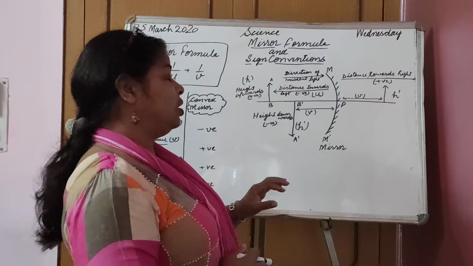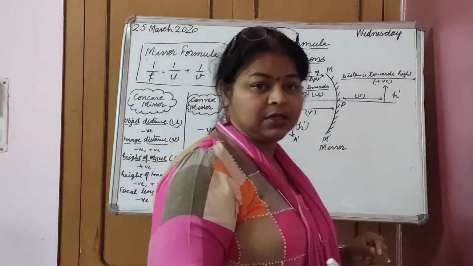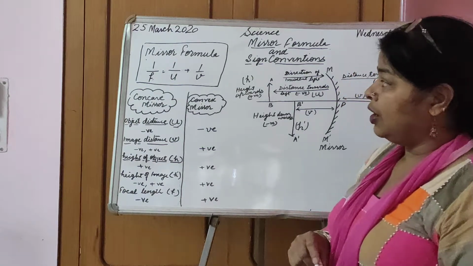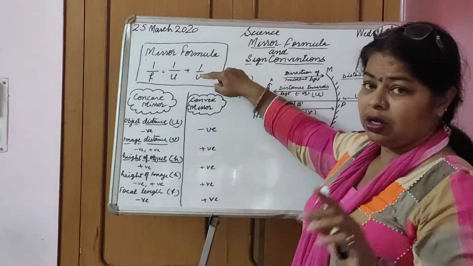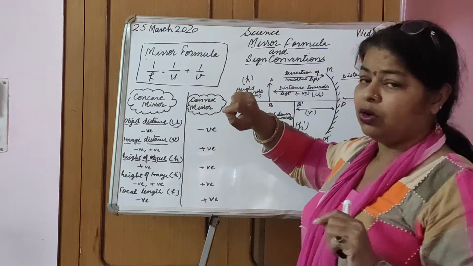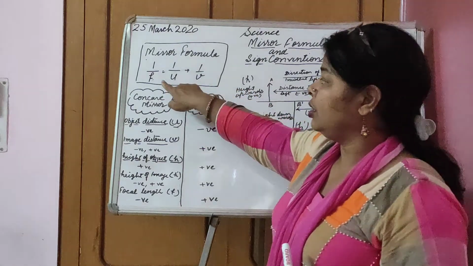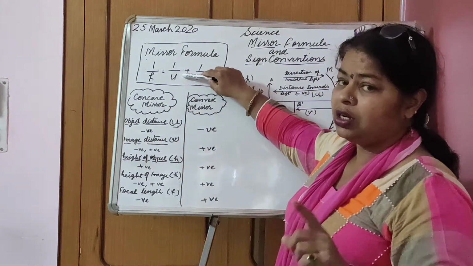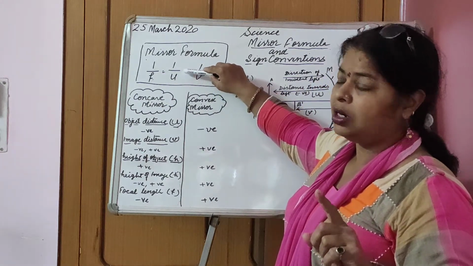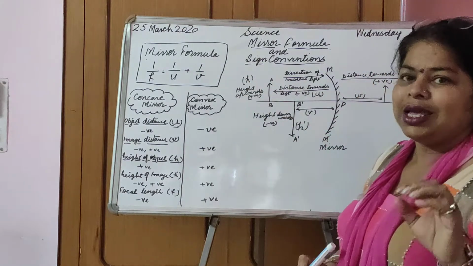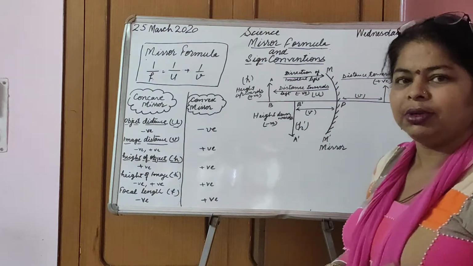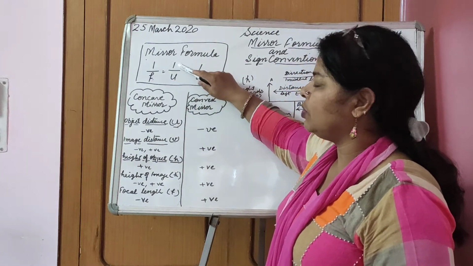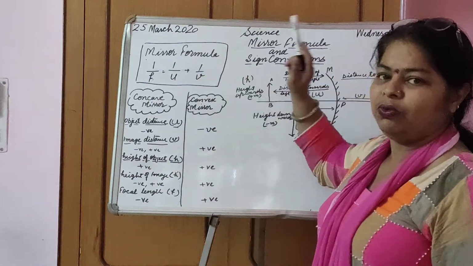Fine? Okay, if you recall the concepts from your previous classes, after that we have to start with the mirror formula. Now, you know what the notations are. F stands for focal length, U stands for the object distance from the pole of the mirror, and V stands for the image distance from the pole of the mirror. So what is the mirror formula? It is 1 by F is equal to 1 by U plus 1 by V.